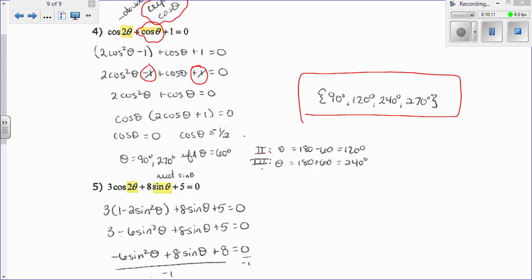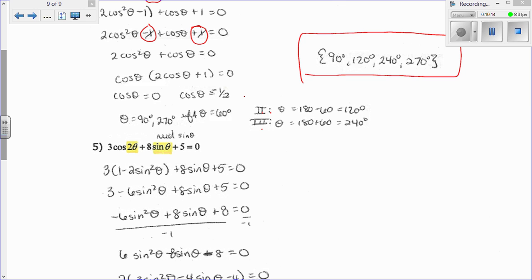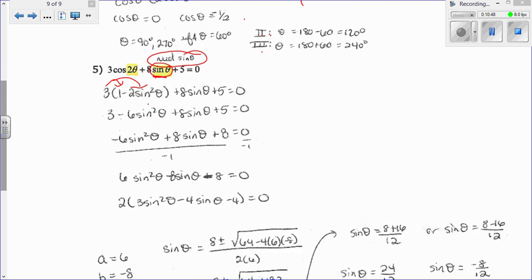Last problem. Here I have another cosine of a double angle. I have 3 cosine 2 theta plus 8 sine theta plus 5. Well, because this is just a sine, I need to keep it in terms of sine. So this time I need to use the cosine double angle with the sine only. So I keep my 3 on the outside, and then I have in parentheses 1 minus 2 sine squared theta, plus 8 sine theta plus 5 equals 0. Distribute my 3. So I have 3 minus 6 sine squared theta plus 8 sine theta plus 5 equals 0. So I have negative 6 sine squared theta plus 8 sine theta plus 8 equals 0.